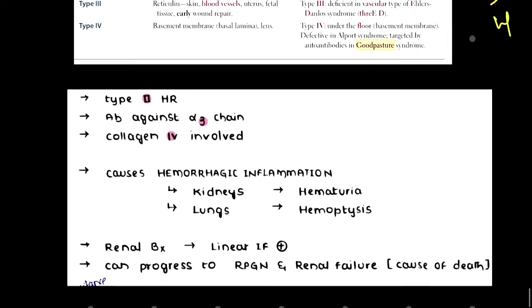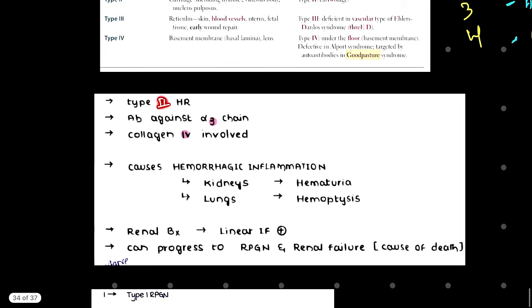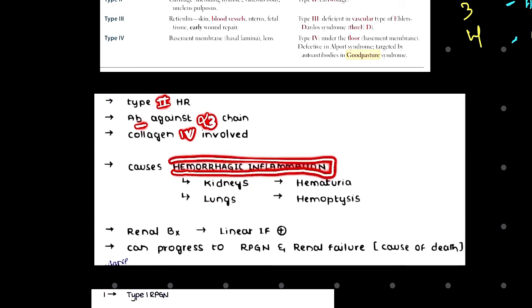Now here, as you have already said, it is a type 2 hypersensitivity reaction, since it is immune mediated, autoantibody mediated, right. There will be an antibody against the alpha 3 chain of type 4 collagen. Now there will be the condition of hemorrhagic inflammation. Hemorrhagic inflammation means there will be the appearance of blood, right. If there is involvement of the kidney, then that will be hematuria, as we have already discussed. If there is involvement of the lungs, there will be hemoptysis, that also we have already discussed, right.